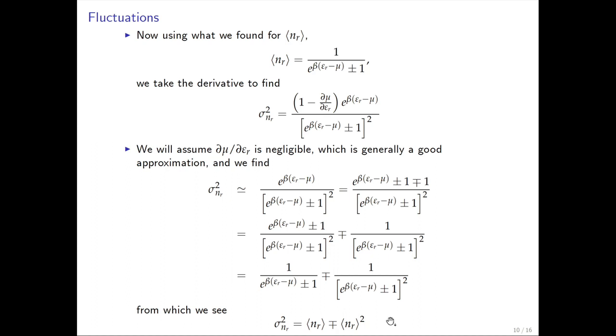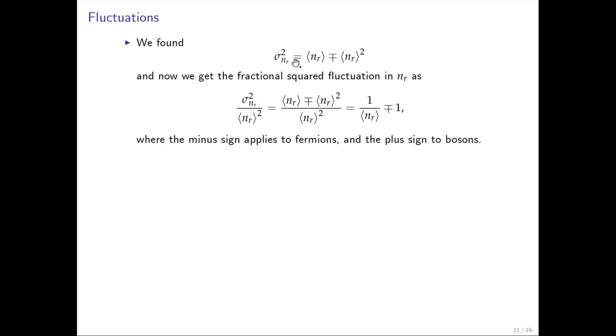And that's really simple. So if we want, we can look at the fractional variance, since we're anticipating we're going to take the square root of this. So we'll divide by the mean occupation number quantity squared, because eventually we're going to want the fractional deviation. And we see we can do that, and we get 1 over the mean occupation number minus or plus 1. And that's a really interesting result. Let's think about that for a bit.